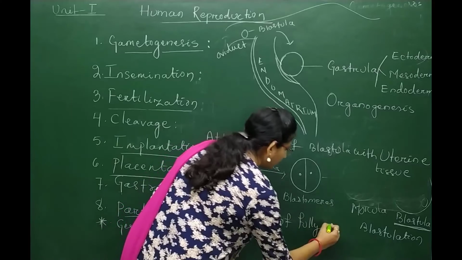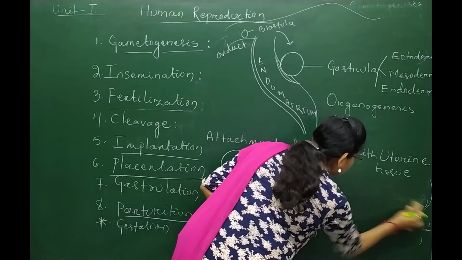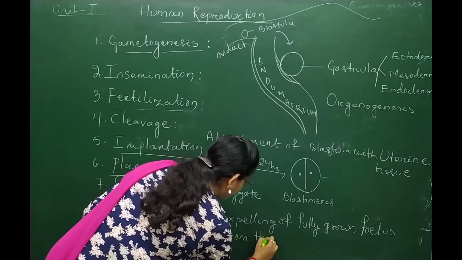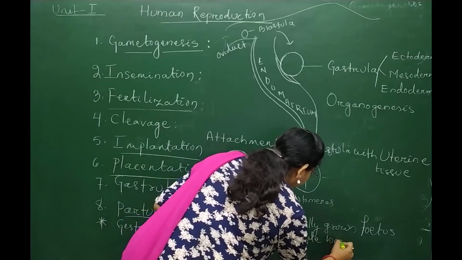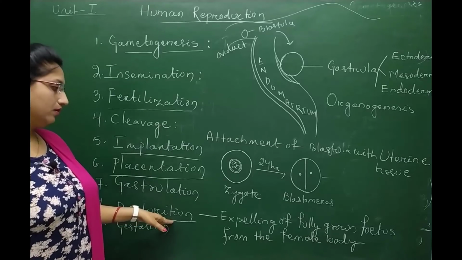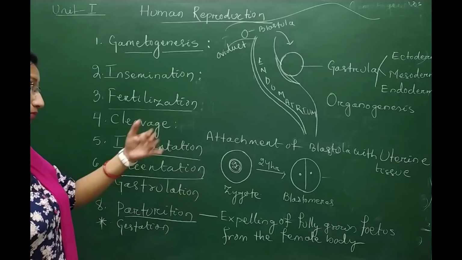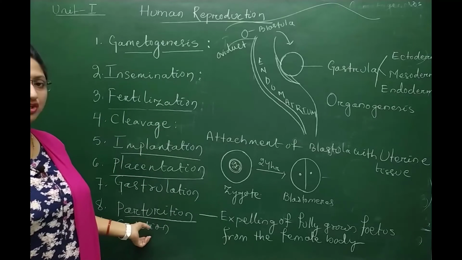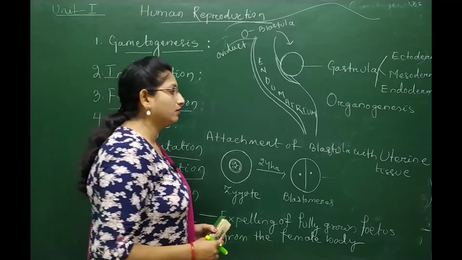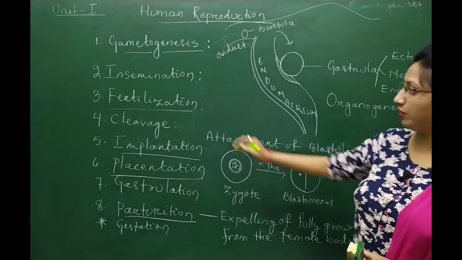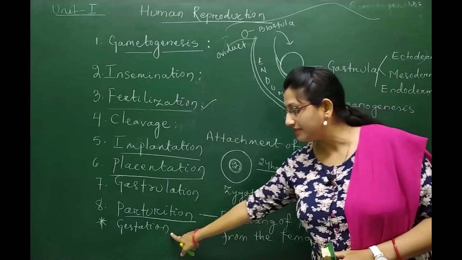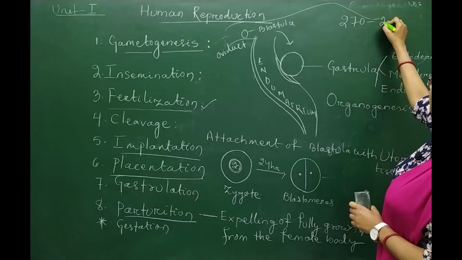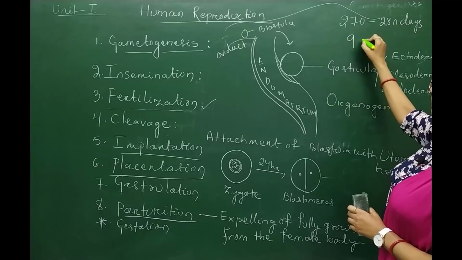So parturition means expelling of the fully grown fetus from the female body. That is called the birth of the baby. A particular stage seen in humans is the gestation period, the time period from fertilization up to parturition. Starting from fertilization up to parturition, that time period is called the gestation period, and in humans it is approximately 270 to 280 days, or about 9 months.